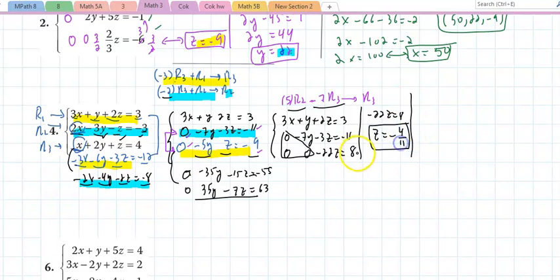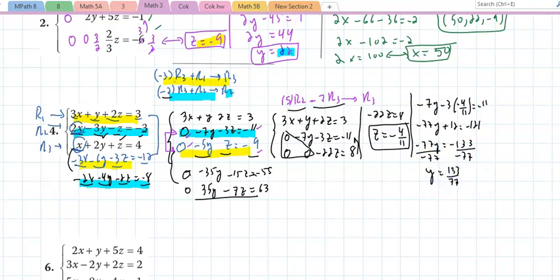I go up, backward substitution, -7y minus 3 times negative 4 over 11 equal negative 11. I'll clear the fractions. Multiply by 11, negative 77y. Negative 3 times negative 4 is positive 12, and negative 121. And if I subtract 12 from both sides, that's negative 133 if I'm not mistaken. Yep. Divide by negative 77. And I'll get y to be 133 divided by 77.